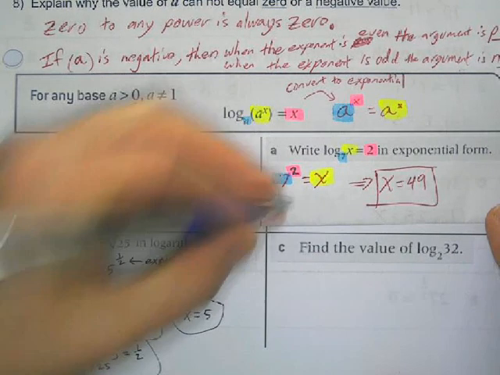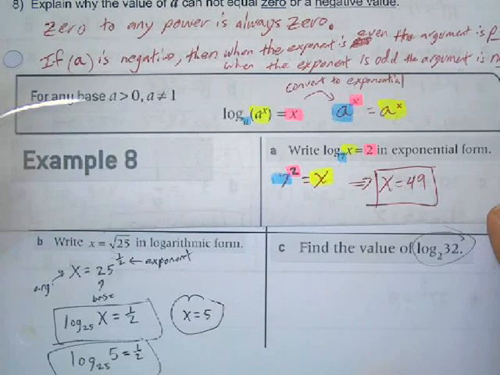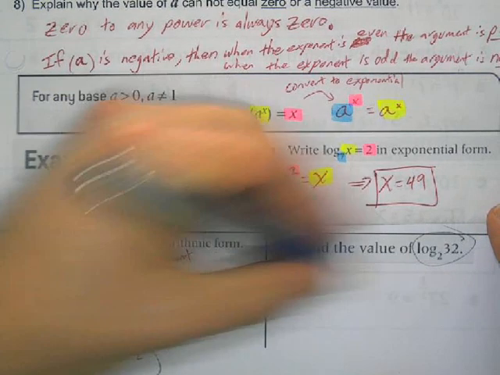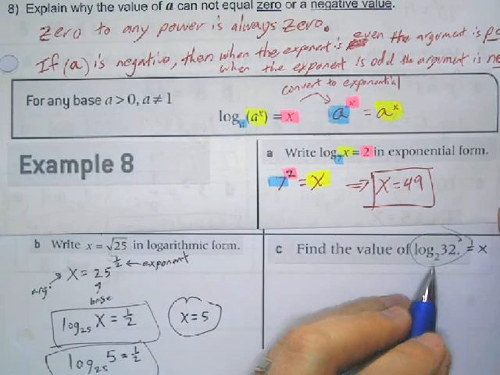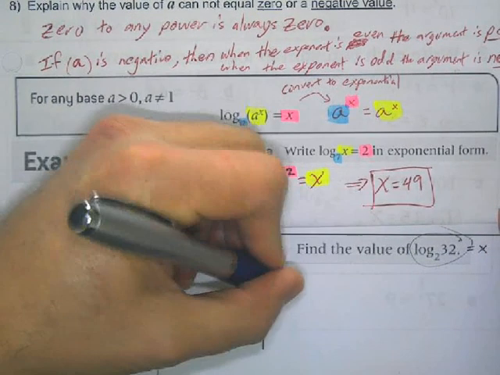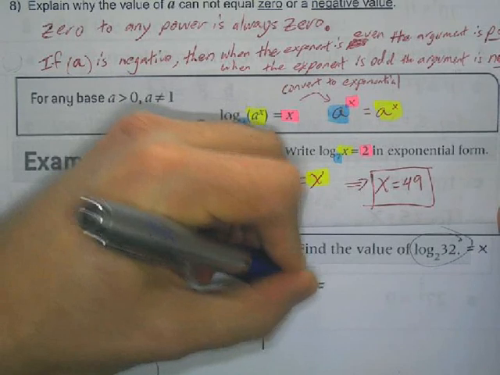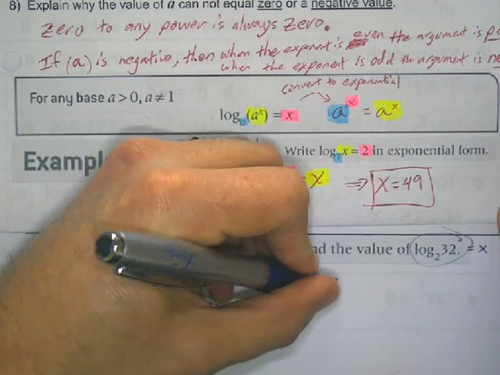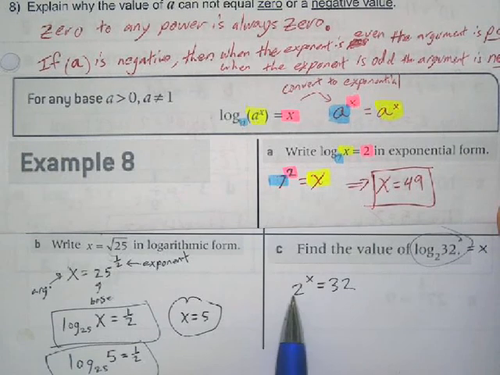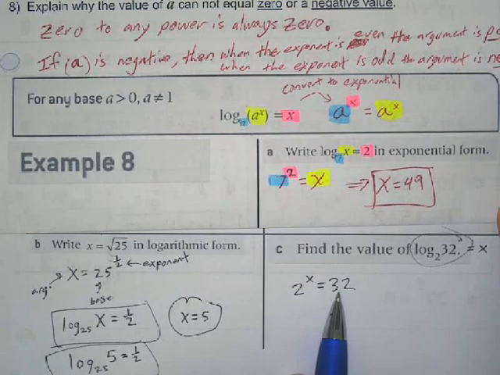So if I write this in exponential form, it'll help me think of this. I'm going to just say this is equal to x. That might help me get started. So I'm going to write this in exponential form. My base is 2, the exponent is x, and my argument is 32. So I think of 2 to what power is going to give me 32.